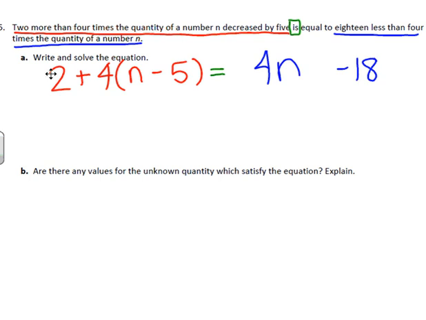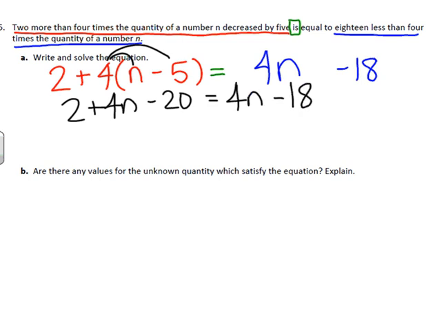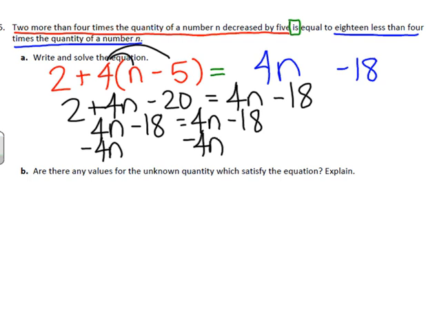All right, now we have an equation to solve, so I'm going to start by distributing. So I have 2 plus 4n minus 20 equals 4n minus 18. We want to get the variables together first. Actually, let's simplify first. So 4n minus 18 equals 4n minus 18. And we can start to see that we have the same thing on each side. So subtract 4n. Okay, always continue just in case you miss something. And we get negative 18 equals negative 18. Okay, we know that that means that any number that you plug in for n is going to make that equation true.